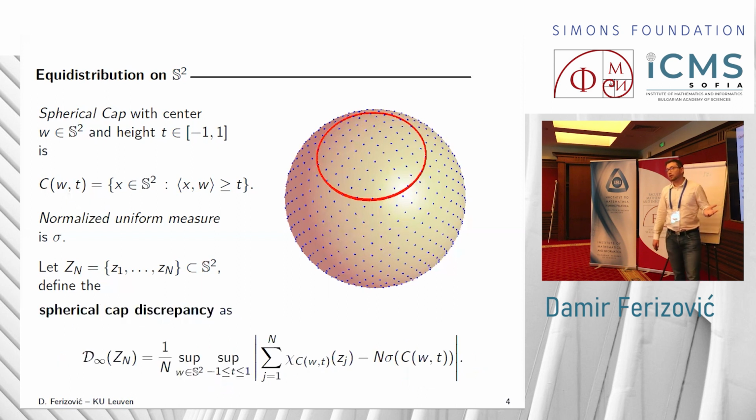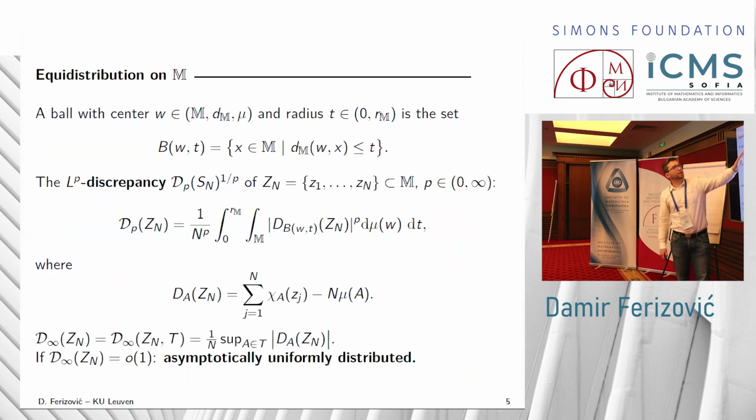Okay, now this is done just for the 2-sphere, but you can be much more general and consider any metric measure space. You would have a notion of a ball, you would have a notion of an integral, right? So let's do this. We have a metric measure space, we know what the ball is. We have center W and height T, where T now runs from 0 to the diameter of the space, which might be infinite. Now you can define the LP discrepancy similarly.